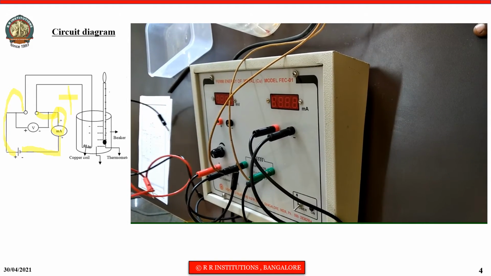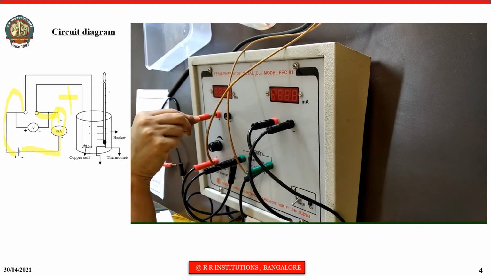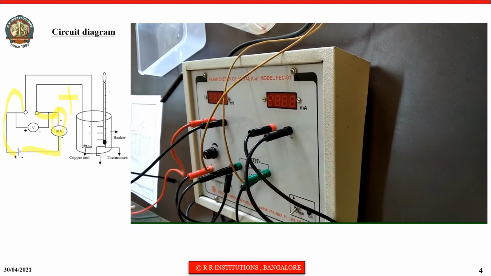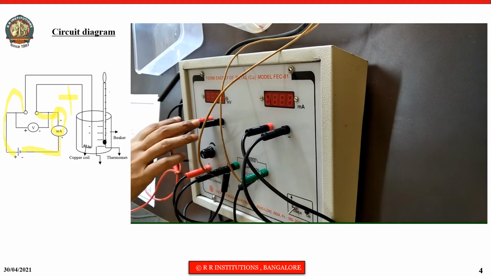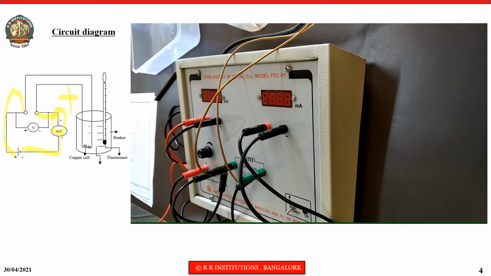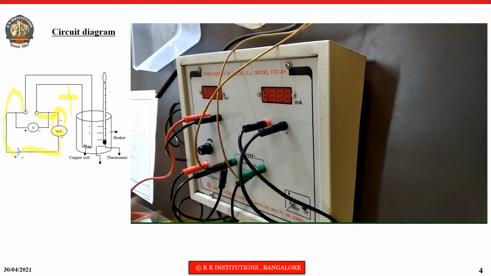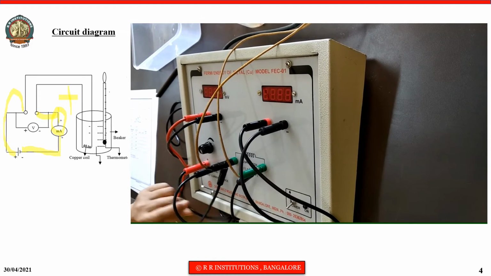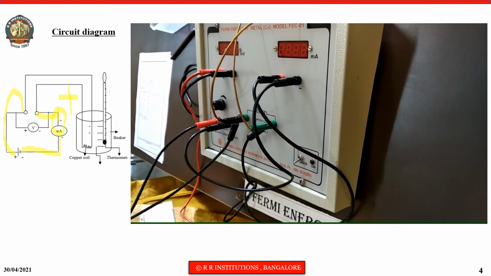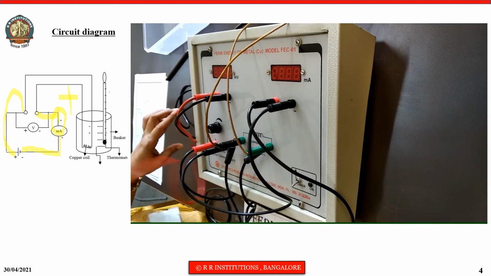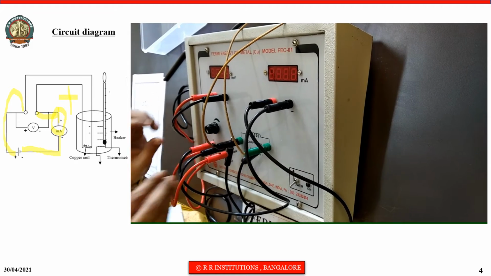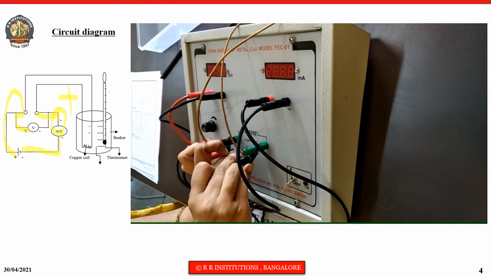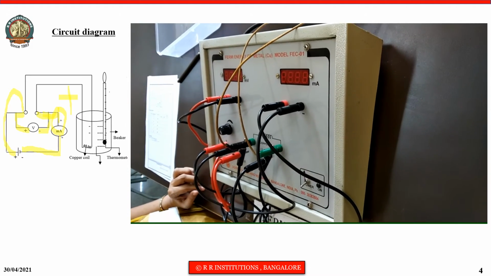Next, we are left with two wires. One is from the positive of the battery, another is from the negative of the voltmeter. These two must go across the copper wire in such a way that where the positive has come. So this is the positive wire, it has come here. For that, the positive of the voltmeter should go here, and this one should go to the negative of the voltmeter. So this is the connection.